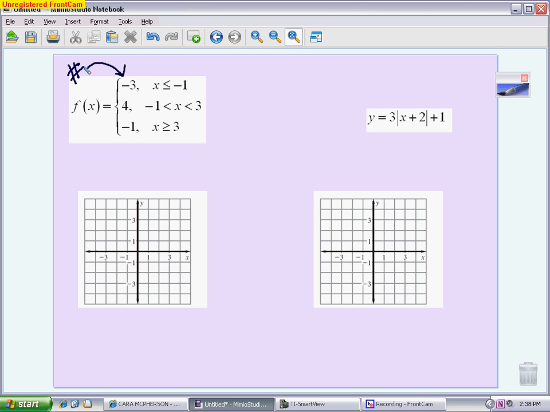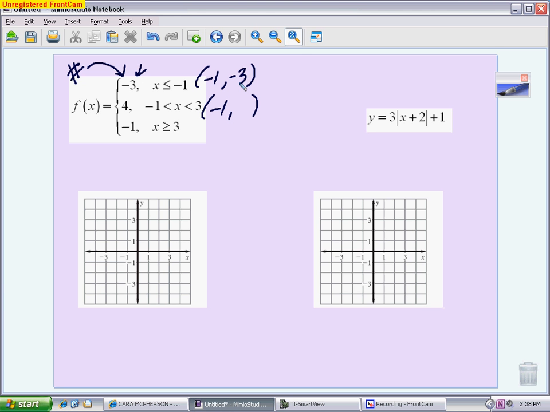We have 2 x values that are important. -1 is one place where it switches, and 3 is the other place. So I'm going to put -1 into the top and the bottom. Because it's a constant, when I put -1 in the top equation, I always get -3.